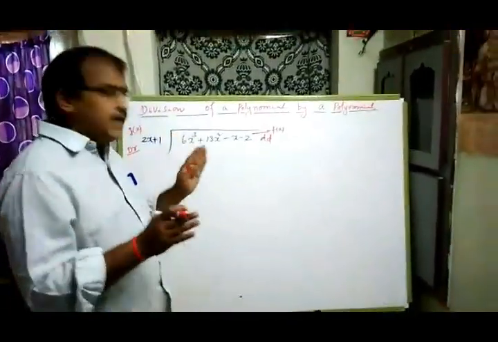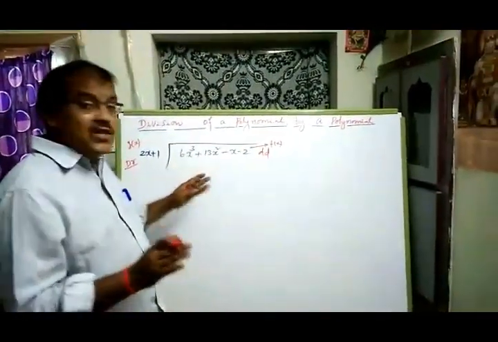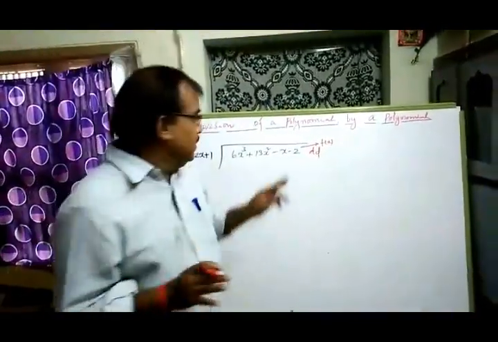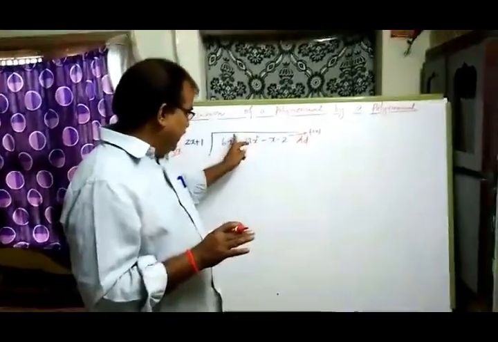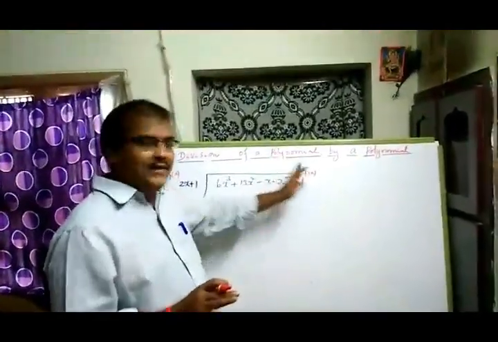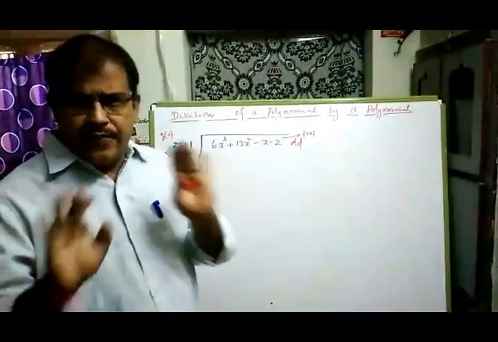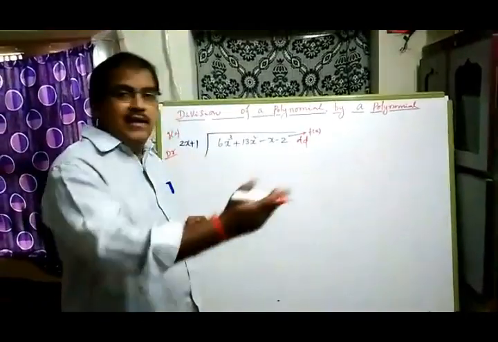Now, the first and very important point: is this in standard form, that is, descending order, or not? Yes, standard form. The degree is 3, the power is 3, and then 2, 1, and the constant. So the dividend is in standard form, and the divisor is also in standard form. Now I will go for division.